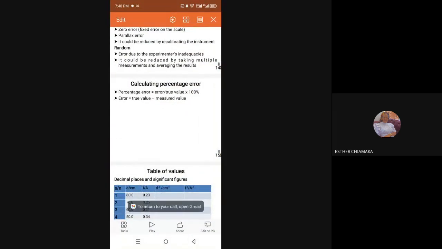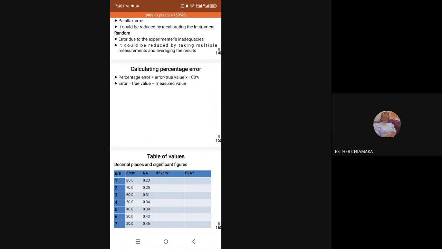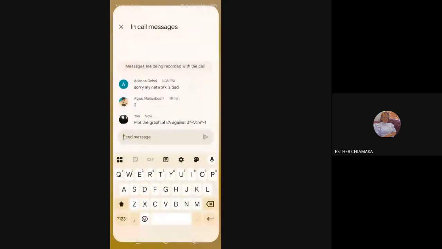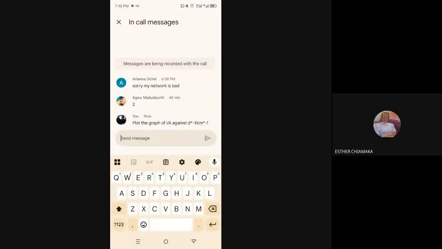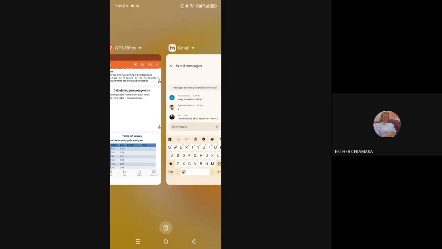Okay, sir? So, what we do now is that we complete the table. Is that taken? Yes, sir. You snap it to the admin. Admin will send it to me. Then you now plot the graph of I against D inverse. You plot the graph of I against D inverse. Is that taken?